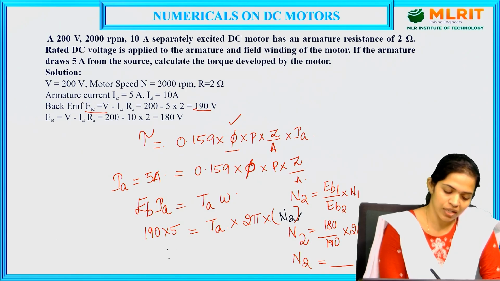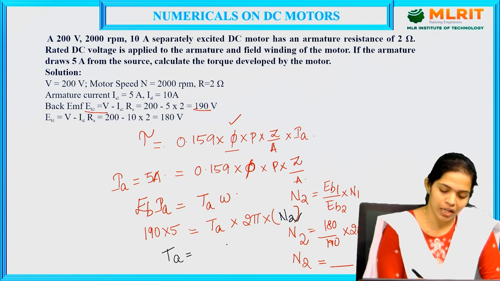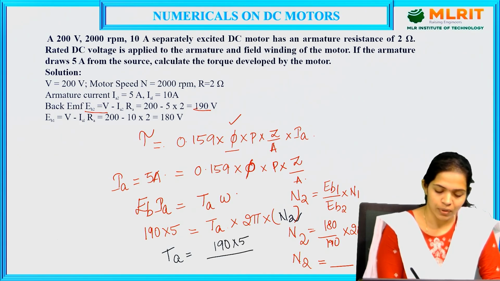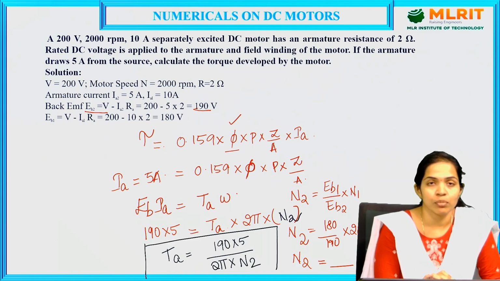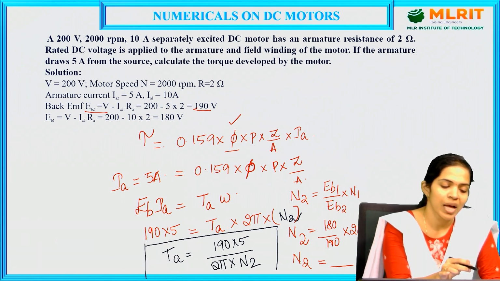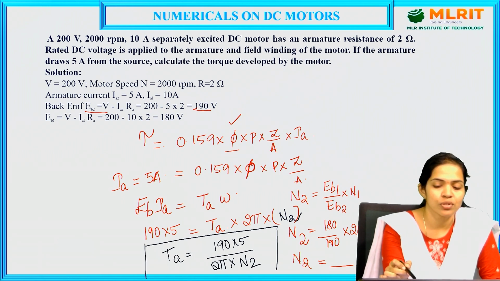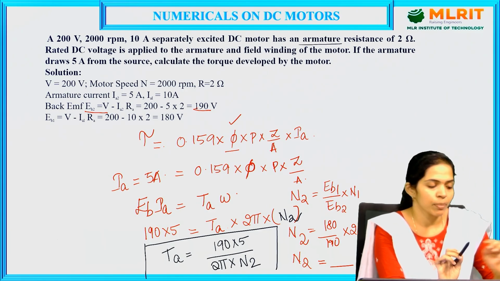Upon substituting, we can get the equation for torque as 190 into 5 divided by 2 pi into N2. So this is the torque which is developed by the motor across the armature. This is how we calculate the torque when the back EMFs, when different values of armature currents are given for a particular motor, a separately excited motor.